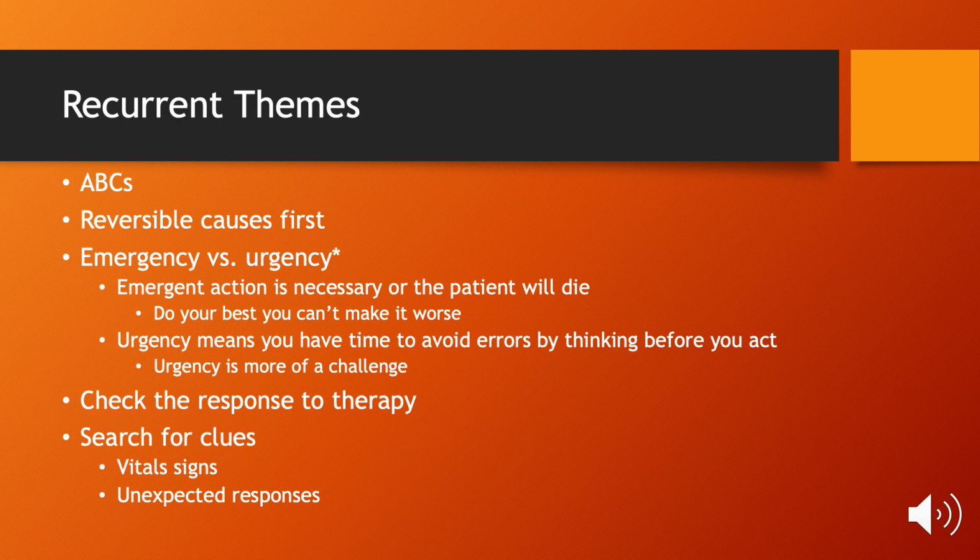Recurrent themes throughout this lecture series are the ABCs, reversible causes first, emergency versus urgency. This is critical. Emergency in this situation means that you have to do something immediately or the patient may die. In this case, you do your best. Truly, you can't make it worse. If it's true that the patient would have died without any intervention, you really can do no wrong. You can only do better or worse, but you truly can do no wrong because you do what you can.